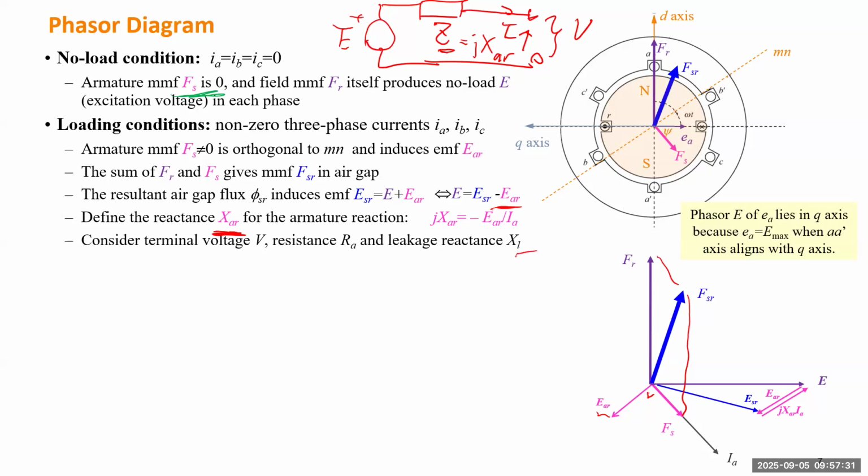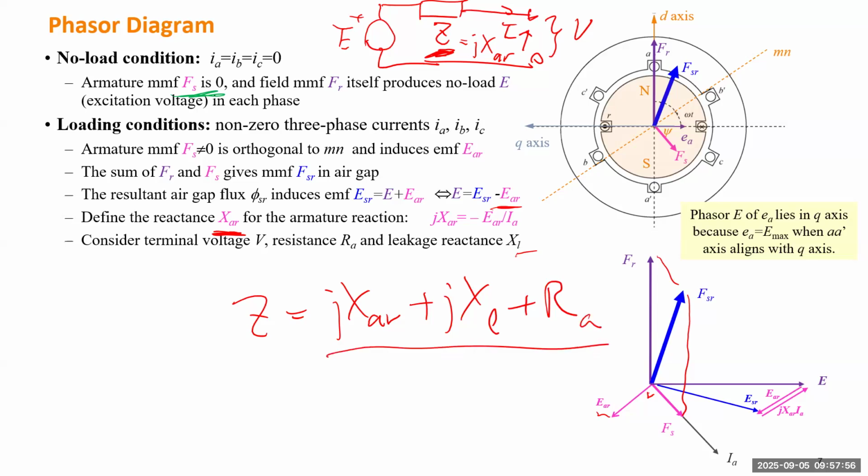So the impedance we are going to model will have the armature winding reactance explaining the voltage drop inside of the generator, and also the leakage reactance, plus resistance. So this one can be determined.